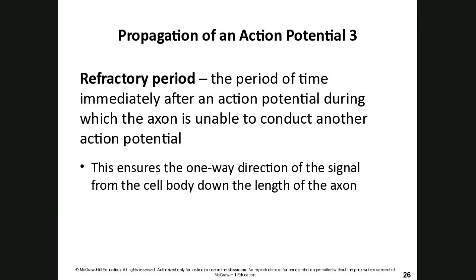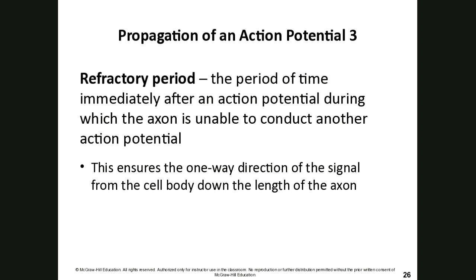So when an action potential goes, we already talked about it, it's off to the races. It either happens or it doesn't happen. So we have these periods or time frames around the action potential. Refractory period is that period of time immediately after an action potential during which the axon is unable to conduct another action potential.